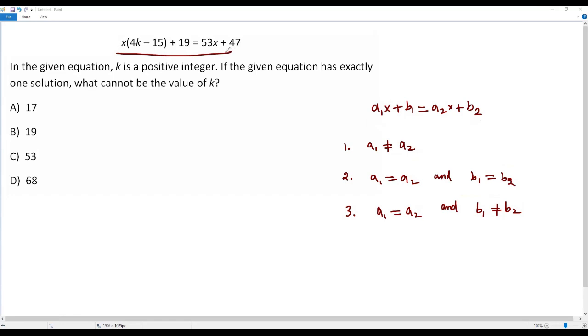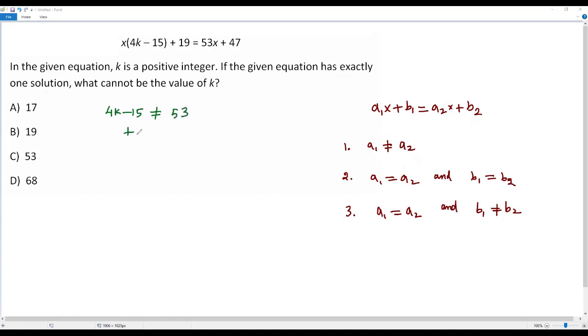Okay, the equation we have over here is a linear equation in one variable. It is exactly in this form, and the given information is that the equation has exactly one solution. Since the given equation has exactly one solution, we have to consider the first case, that is, a1 is not equal to a2. That means the coefficient of x on the left side and the coefficient of x on the right side cannot be equal. Let's consider the coefficient of x on the left side, that is 4k − 15. And it cannot be equal to the coefficient of x on the right side, that is 53.